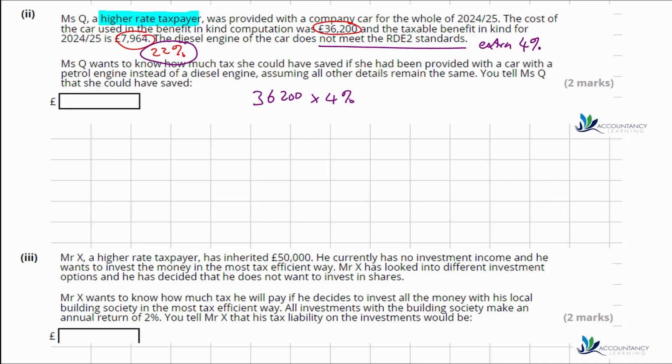But then how much tax would we save? Remember, we're a higher rate taxpayer. So we would pay tax at 40% on that. So we've got our 36,200. The savings in the scale charge is 4%, and then we pay 40% tax on that. So that means that we would save £579.